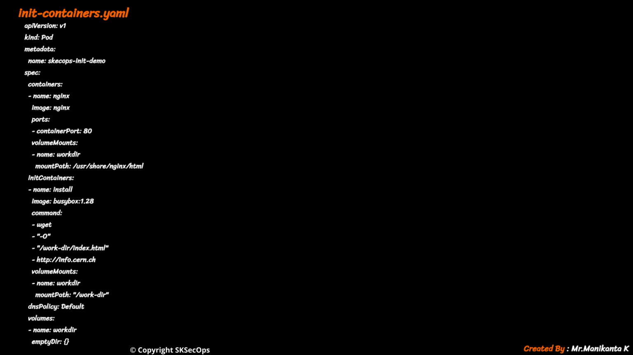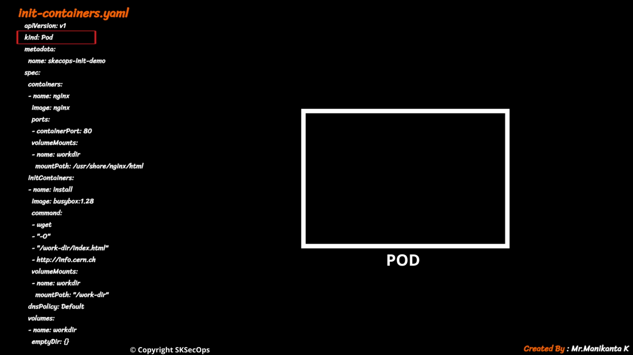Let's also understand how the manifest file looks. By seeing this manifest file, are you thinking it's hard? Nope, it's very simple. Let's decode together. Here we have taken kind as Pod because a pod contains one or more containers, and I gave the name for the pod as sksecops-init-demo. If you observe under the spec section, there are two subsections. One is for the init container and the other is for the main container.